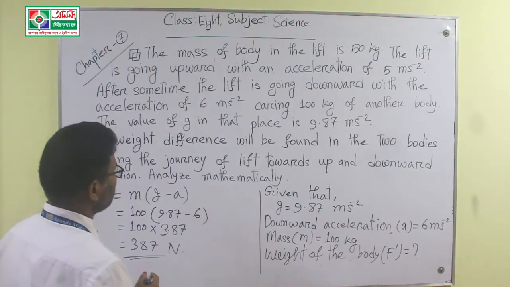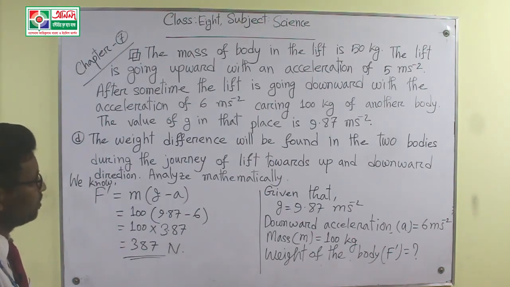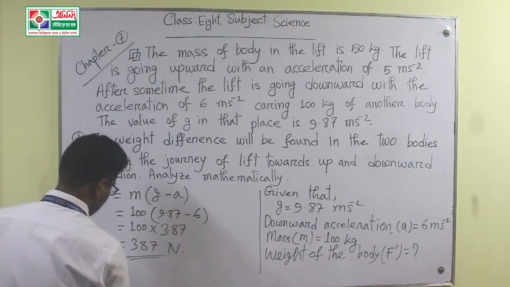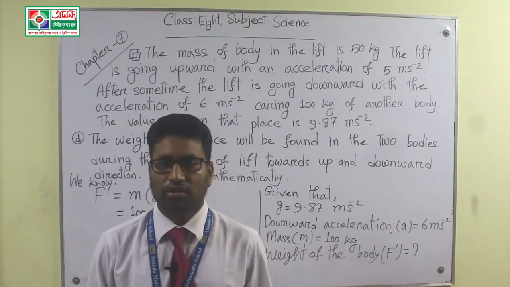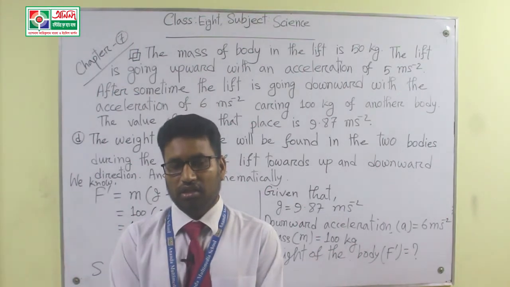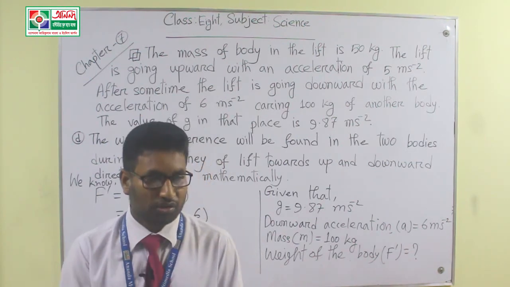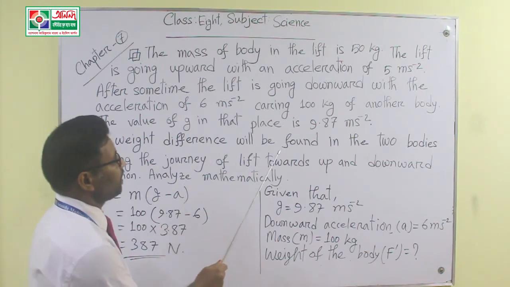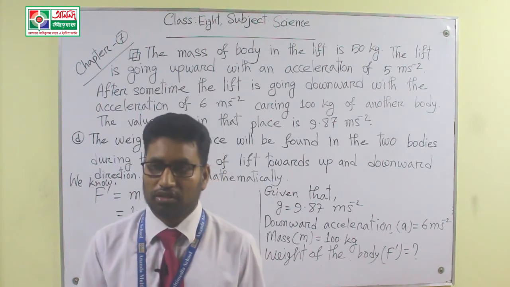So the weight difference will be found in these two cases. And in the last position it must be written down. Again I say that in the last stage of these mathematical problems, everybody must write down this first line: the weight difference will be found in two bodies when the lift is going in the upward and downward direction.